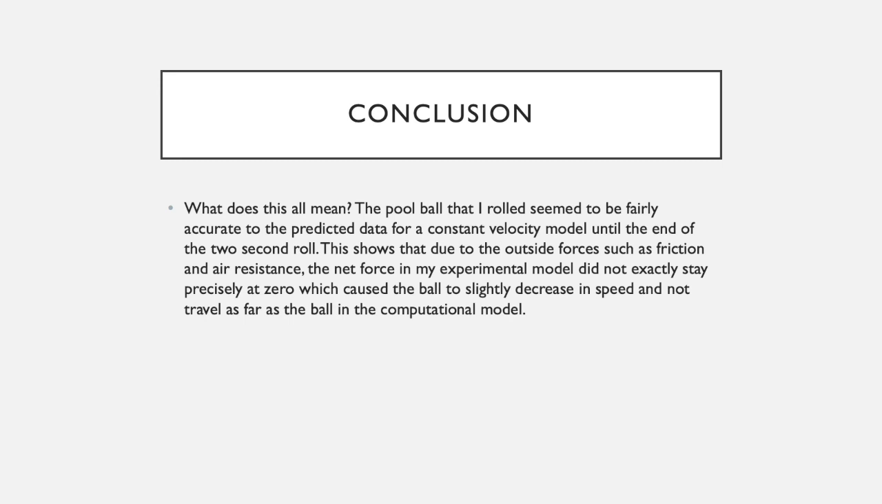The lack of consistency in the pool ball's velocity was due to the friction and the air resistance that created a non-zero net force. As described by Newton's second law, in order to achieve an object with a constant velocity, the net force would have had to be exactly 0, and then the mass of the object would not play a role.